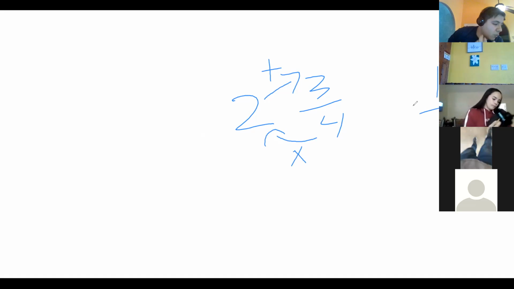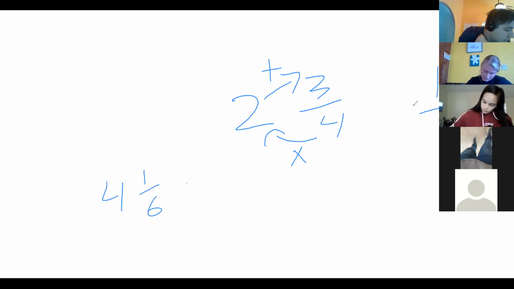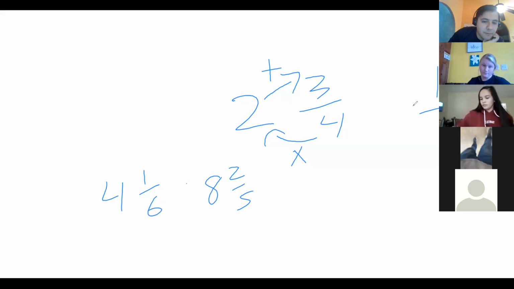11 over 4. And the reason why is because I prefer to do this before multiplying. Well, actually, you should do this before multiplying a mixed number and a fraction, right? So if we were to say 4 and 1 over 6, and then we multiplied that by 8 and 2 over 5, we should change those into an improper fraction first before multiplying them.